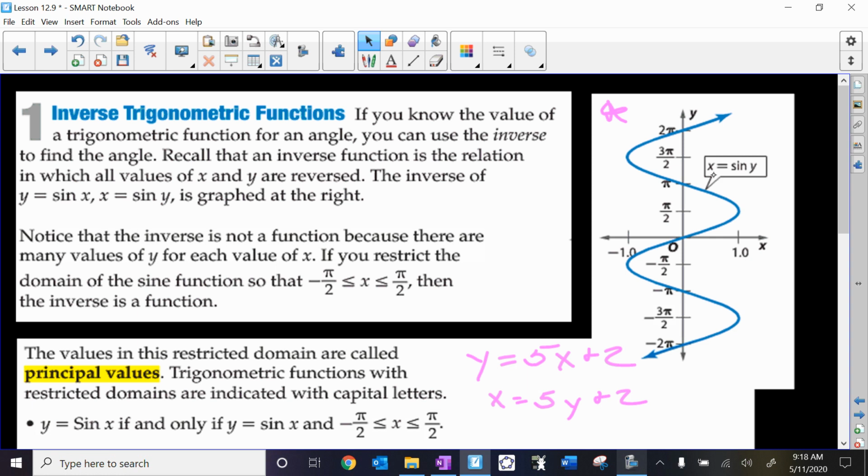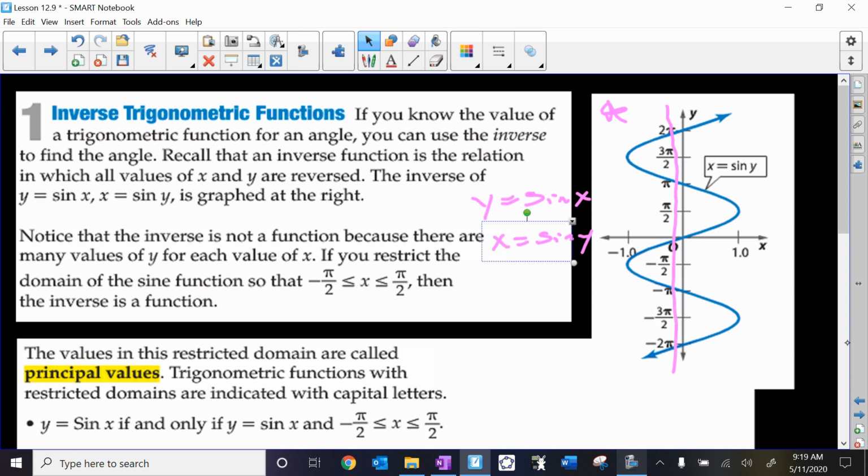Notice what they do. Instead of saying y equals sine of x, they now have x equals sine of y. So they just flip the location of x and y. And when they do that, this is the graph that they get. The only problem with this graph is that this is not a function. Remember, in order to be a function, it has to pass the vertical line test. And if I'm hitting the graph in more than one location, it's not a function.